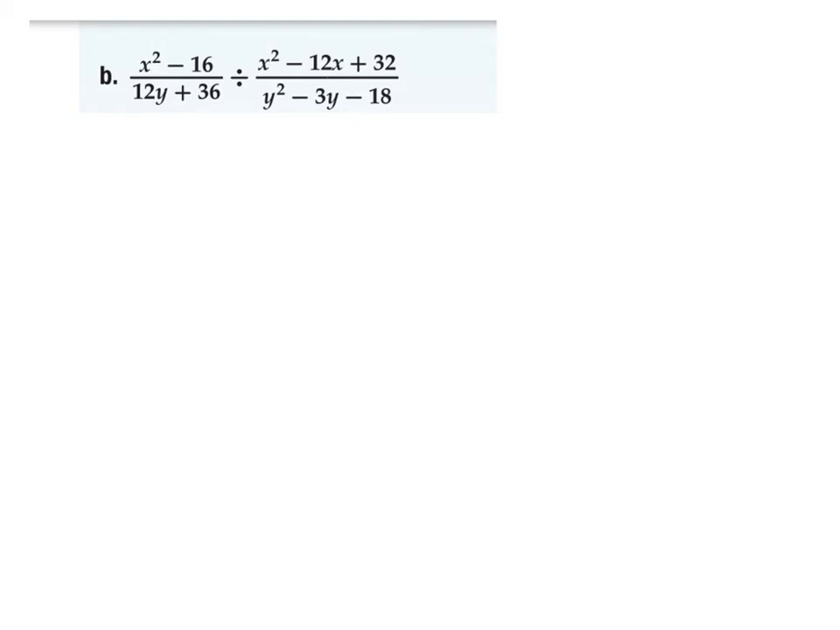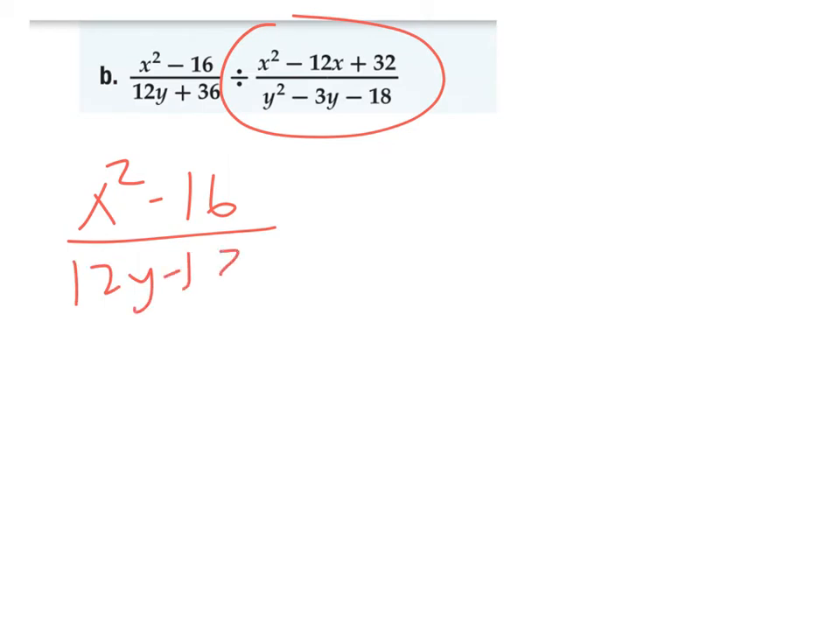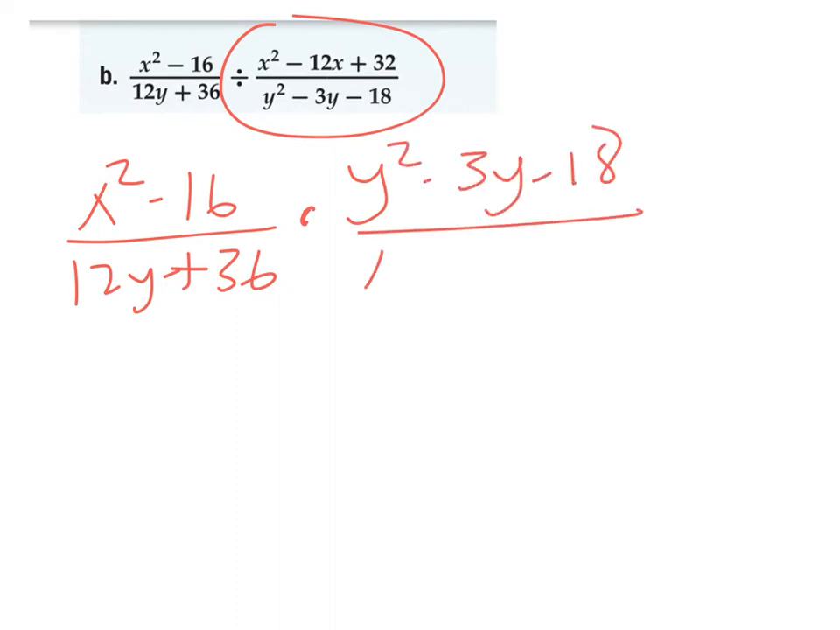Alright, division is not any different except we're going to flip it. So I'm going to go ahead and just do the flipping part. So x squared minus 16 over 12y plus 36. And I'm going to change to multiplication, and I'm going to flip the y squared minus 3y minus 18 over x squared minus 12x plus 32.